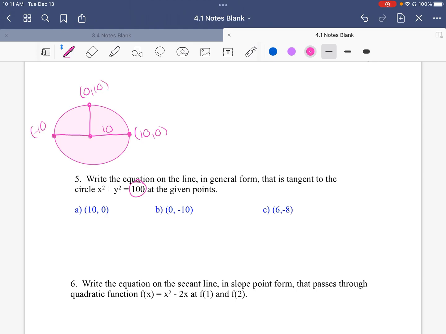Next, write the equation of the line in point-slope form, so y minus y1 equals m times x minus x1, that passes through the following 2 points. Basically, use your slope formula, m equals y2 minus y1 over x2 minus x1, and then pick your favorite point after you found your slope and plug those in for your coordinates.